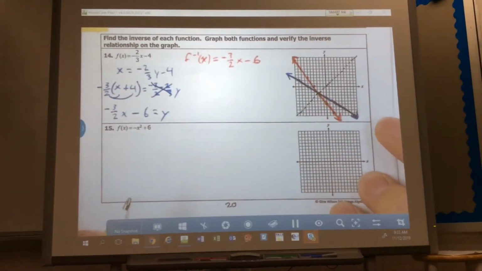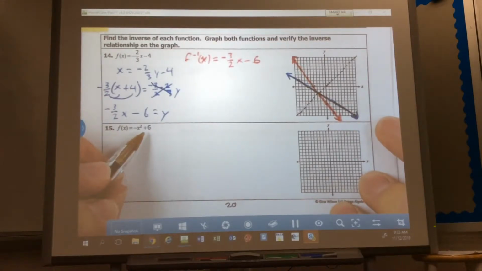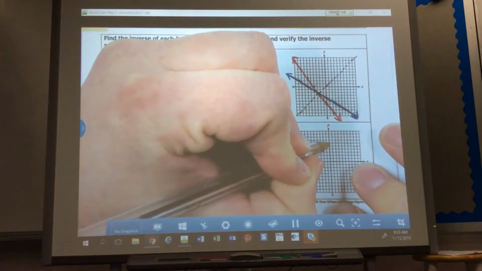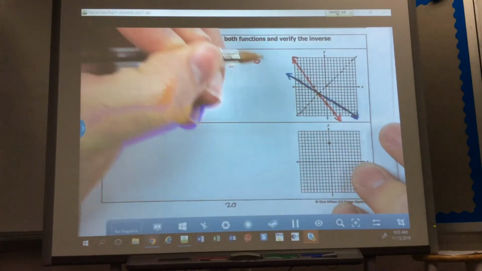The second question right here, we're going to do the same thing. We're going to graph the first one. So we have -x squared plus 6. So we start at our y-intercept, which is at 6. So here we go. 1, 2, 3, 4, 5, 6. Make your dot. And then you want to find some good points.